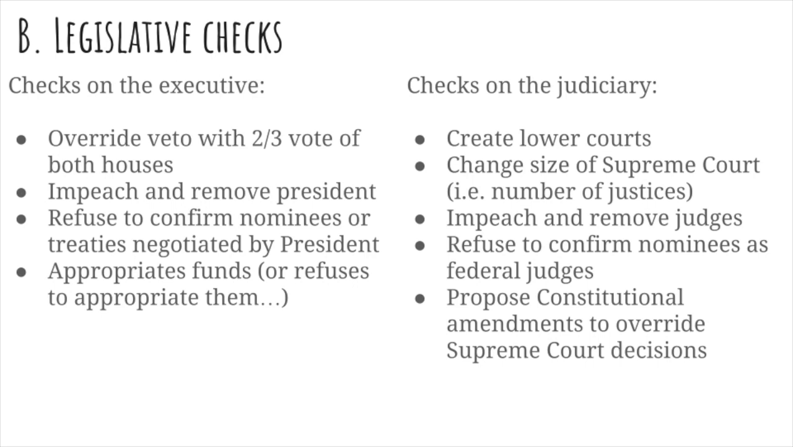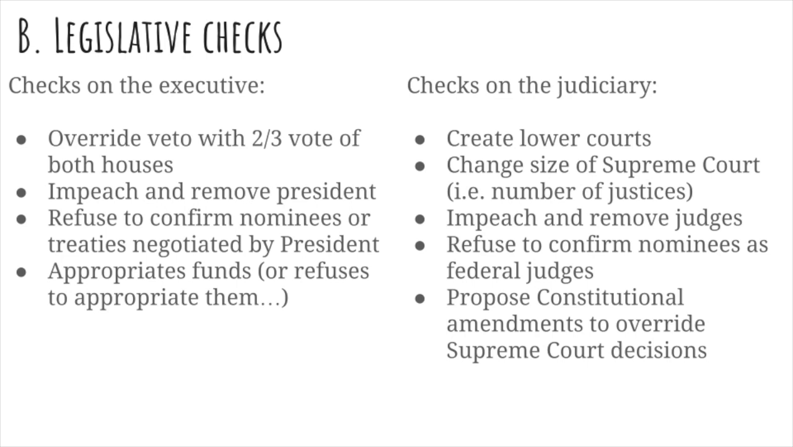So let's start with the legislative checks on the other two branches of government. In terms of the legislative checks on the executive, the legislative branch can override a presidential veto with a two-thirds vote of both houses. The legislative branch can impeach and remove the president if the president has committed wrongdoing. The legislative branch can refuse to confirm nominees or treaties negotiated by the president, and also appropriate funds or not appropriate funds, depending on the situation. So those are four different checks the legislative has on the executive.